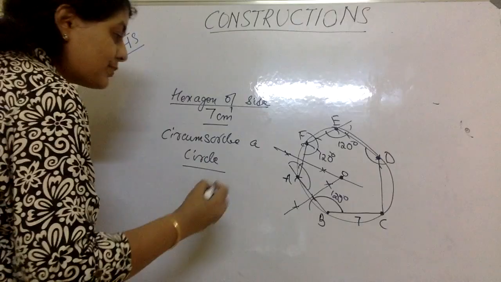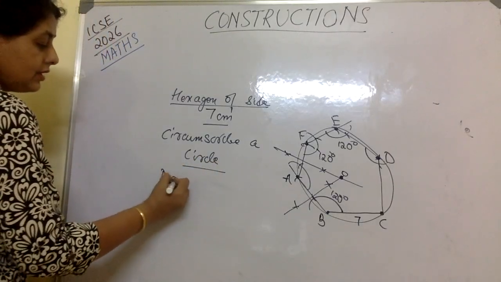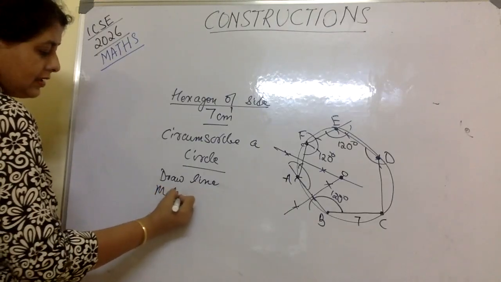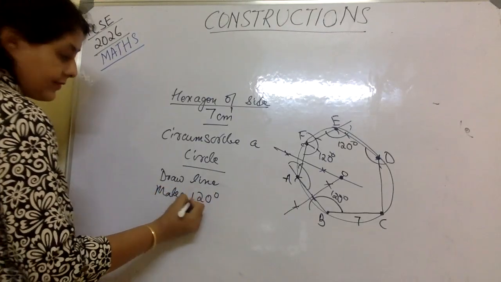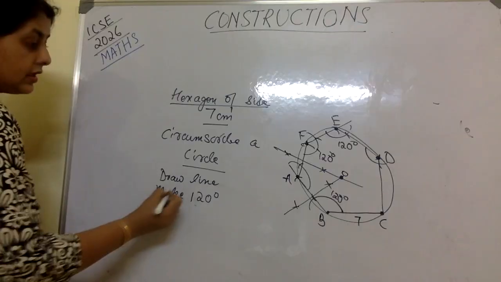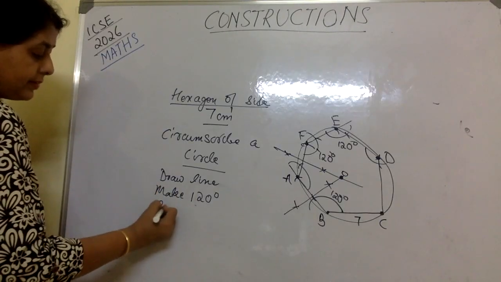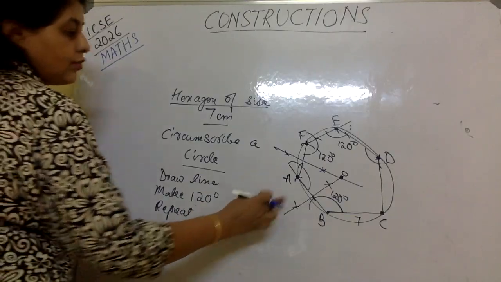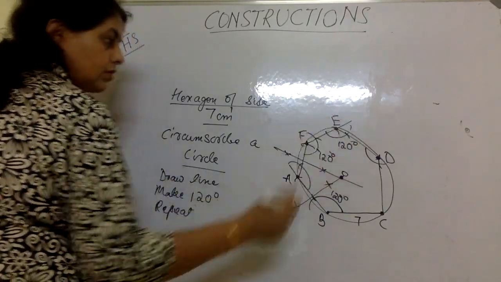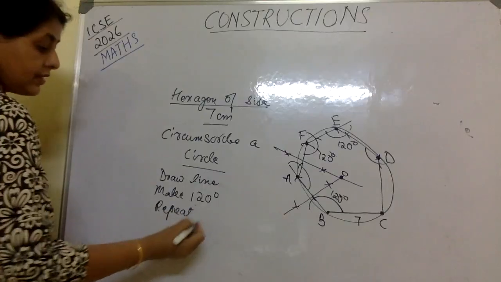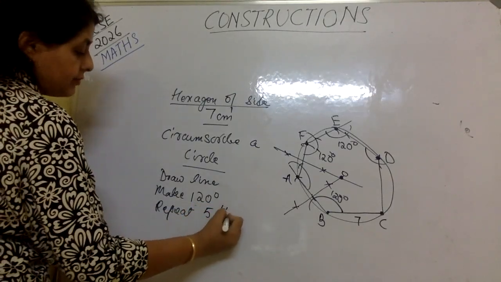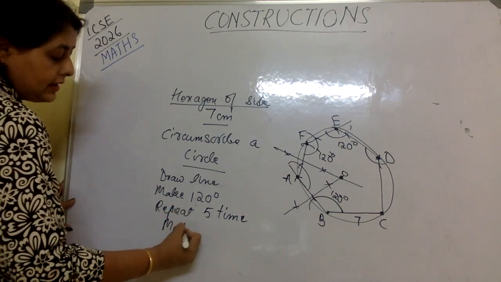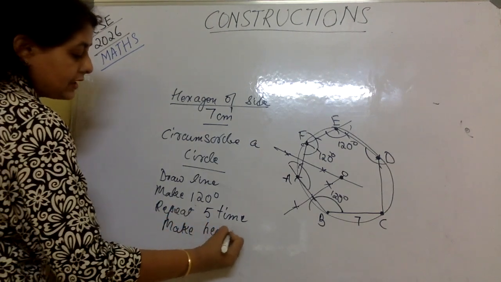So what are the steps? Draw a line of the given length, make 120 degrees, and repeat. You can repeat 5 times, or even 4 times is enough. Make the hexagon. That much for the hexagon.